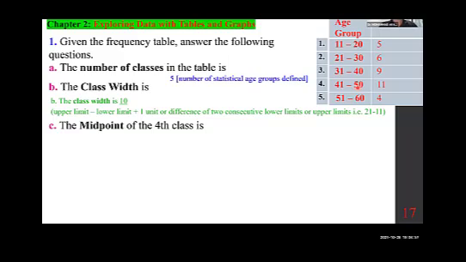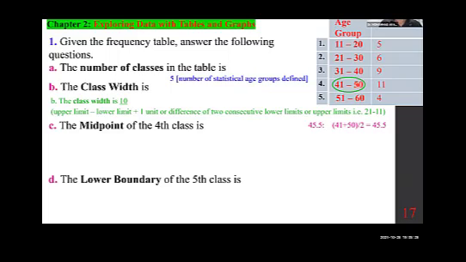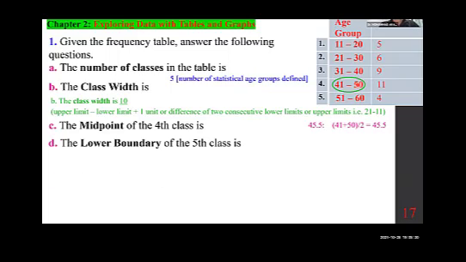The midpoint of the 4th class. In general, the midpoint is the sum of the limits divided by 2. So for the first class, add these 2 numbers. Second one, add these 2 numbers, and so on and so forth. For the 4th class, I need to add 41 and 50 divided by 2. 41 plus 50 divided by 2. So the answer is 45.5.